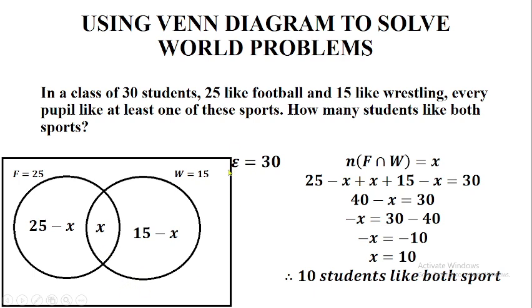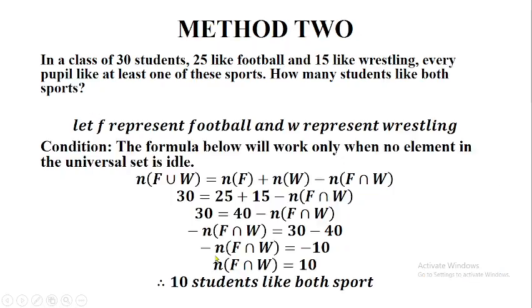Let's go back. Let's say there are some students that do not like football and wrestling. That means those students will be here, inside this box, outside the circle. So in that case, if you want to find our x, you have this plus this plus this plus those students that are idle, which will equal 30 here. That's when you will be able to find the value of our x. But this formula will only be possible when no student is idle in the inverse set, or no element is idle in the inverse set. That's why you can use this formula.